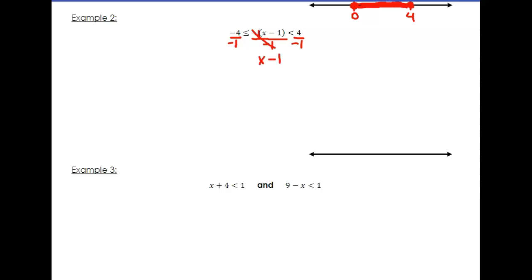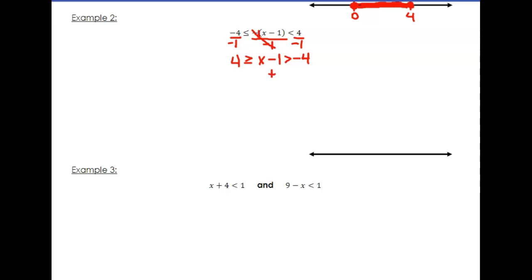I have x minus 1 in the middle. -4 divided by -1 is 4. 4 divided by -1 is -4. And remember that whenever you're dividing or multiplying by a negative with inequalities, what do you do to the inequality sign? In Algebra 1, you learned that you must flip the inequality sign. It would not make sense to say that 4 is less than -4, so you've got to switch the inequality sign. Now the last step to isolating x is to get rid of that -1.